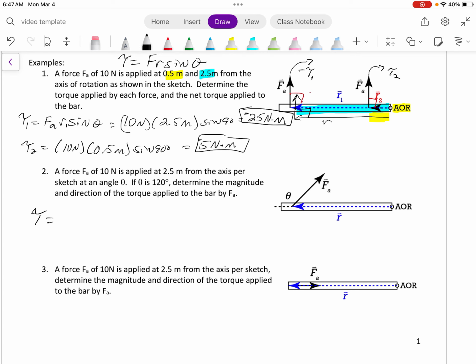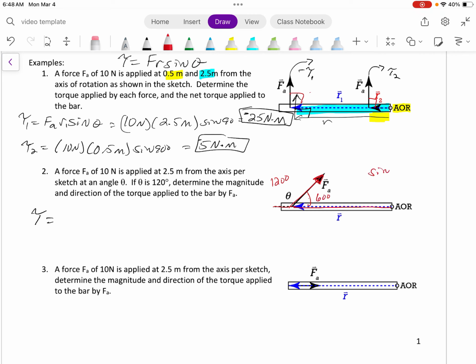All right, so here's the R vector. Let me draw that. There's the R vector. There's the force applied. Theta, they told me, was 120 degrees. Here's the angle between the two, and I'm going to talk about that in just a minute. So which angle do you use? Do you use 120 or do you use 60 degrees?